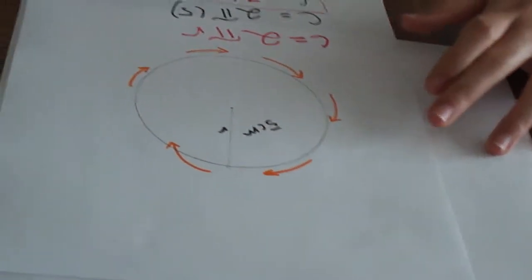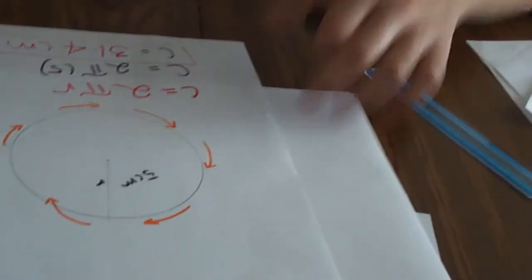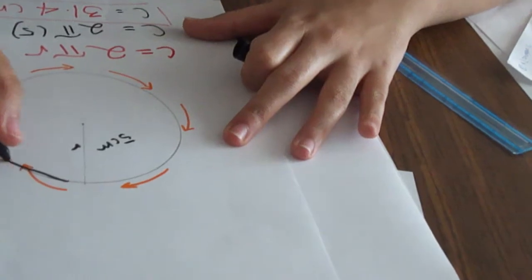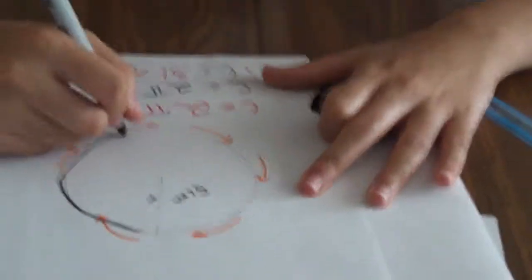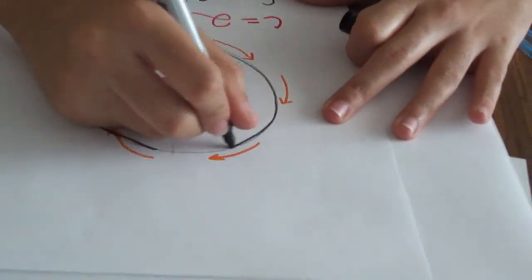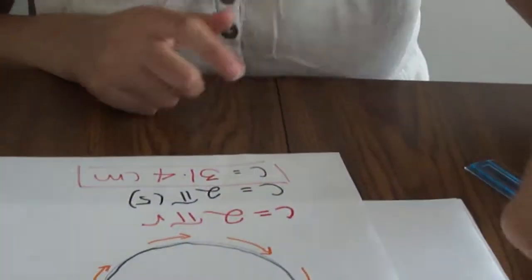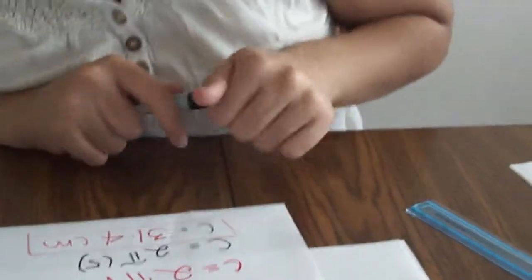And finally, circumference, the linear distance around the edge of the circle, which we have measured to be 31.4 centimeters. And the equation is either 2 pi r or pi d.